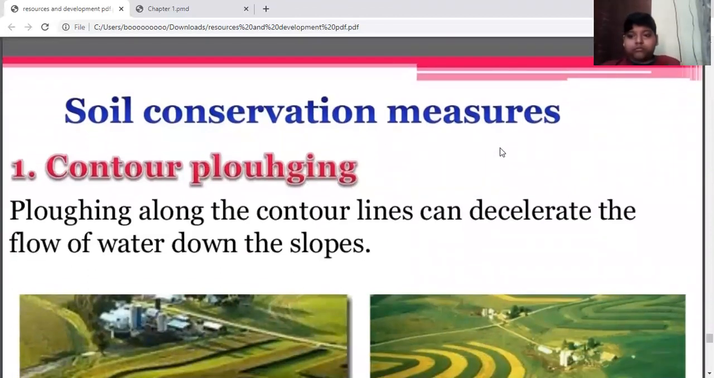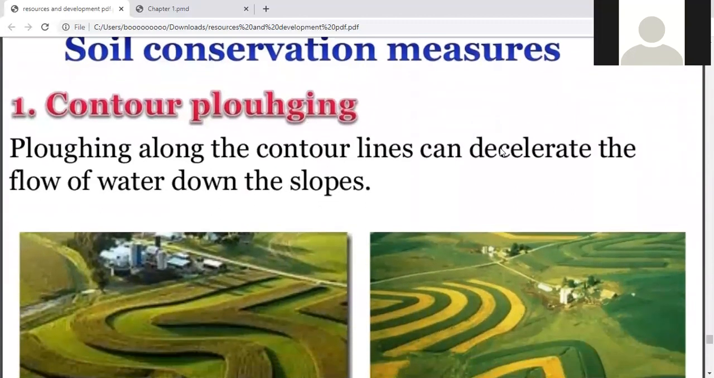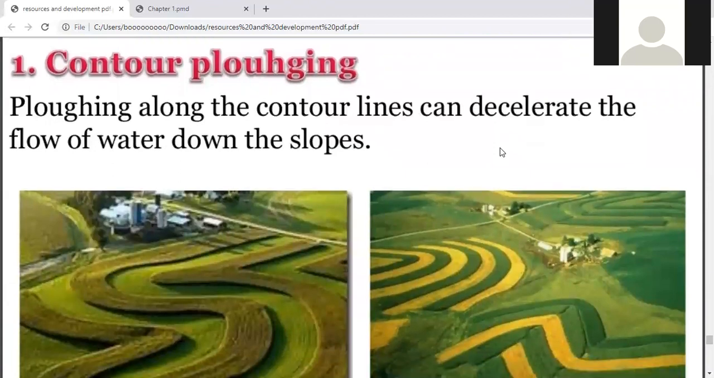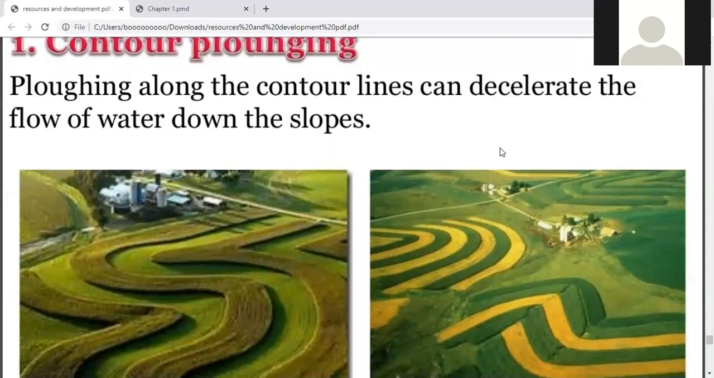Next, soil conservation measures. How can we protect soil from erosion? First is contour plowing. What is it? The picture is given there. Plowing along the contour lines. These are contour lines, zigzag lines, which can decelerate the flow of water down the slopes. Due to this type of zigzag plowing, it decreases the flow of water, decelerate, not accelerate, decelerate the flow of water down the slopes. So water can be conserved there.